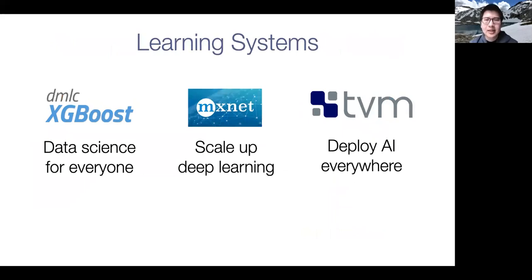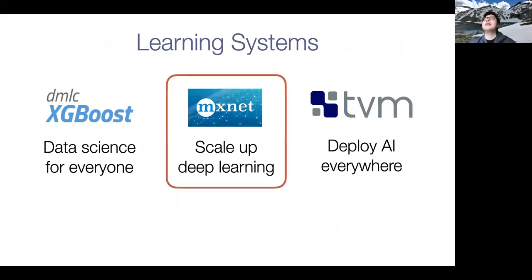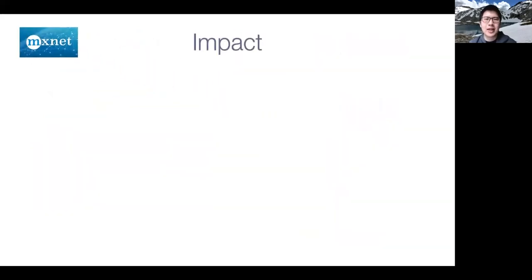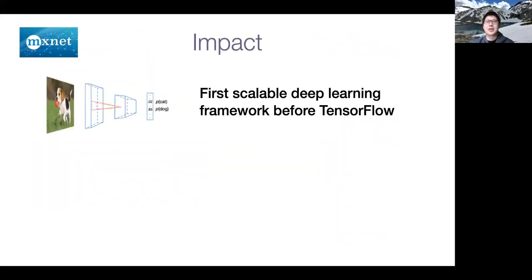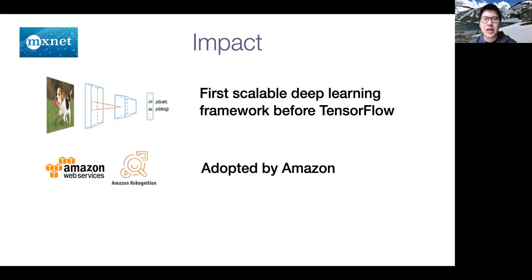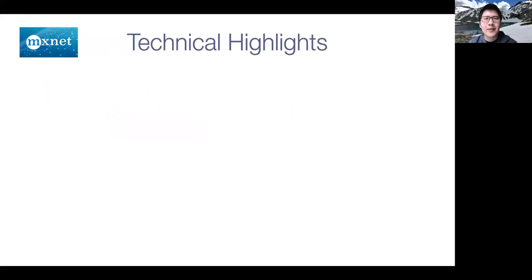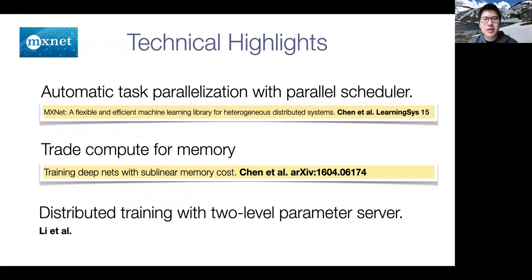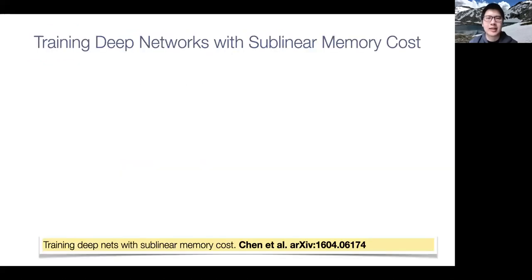The second system I'm going to briefly touch on is MXNet. MXNet is one of the second generation of deep learning systems. It is actually one of the first that ever scaled to multiple GPUs and is currently adopted by Amazon. And I'm going to talk about one particularly interesting technical highlight that we developed in MXNet.